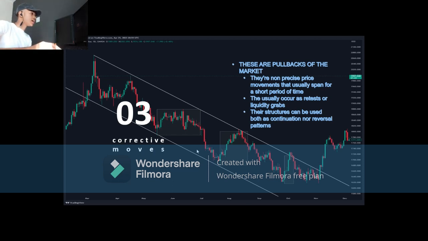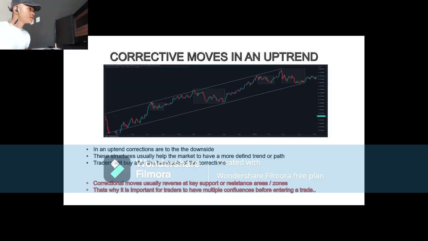So let's jump to the next slide over here. We know that corrective moves, pullbacks, and their structures are very important for price action traders because they determine the next direction in the following market structures. Right? So let's jump to the next slide. Corrective moves in an uptrend. In an uptrend, corrections are to the downside mostly. These structures usually help the markets to have a more defined trend or path, with higher lows and higher highs.